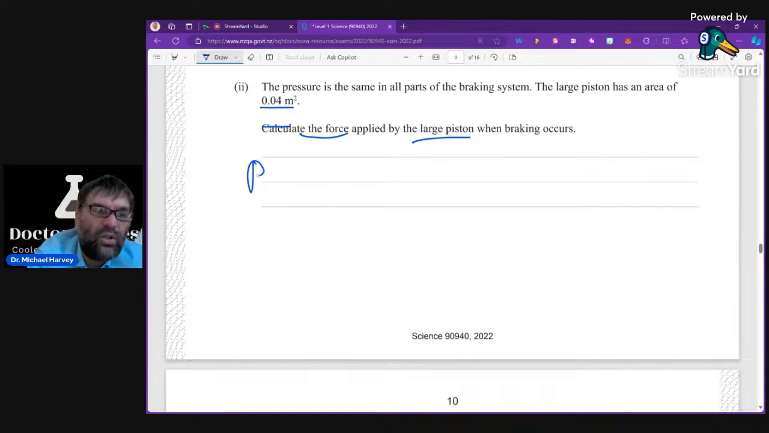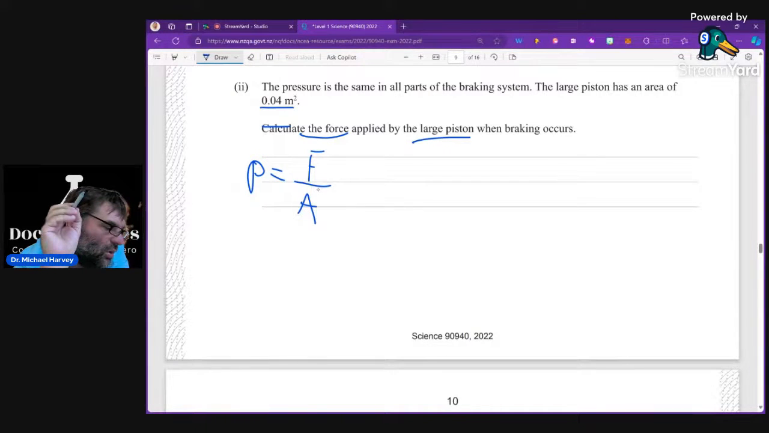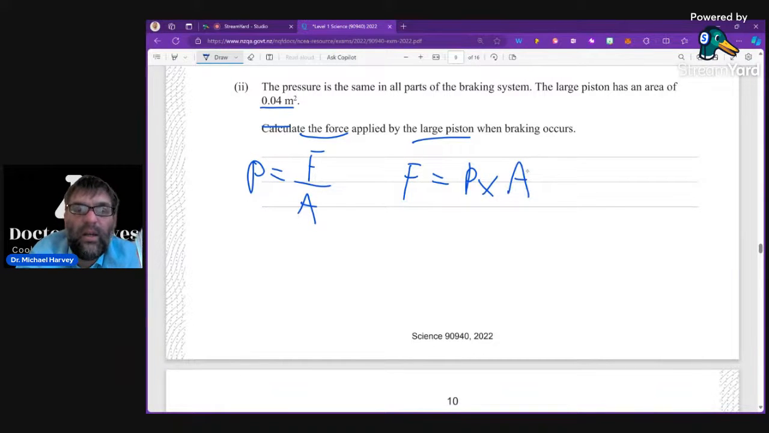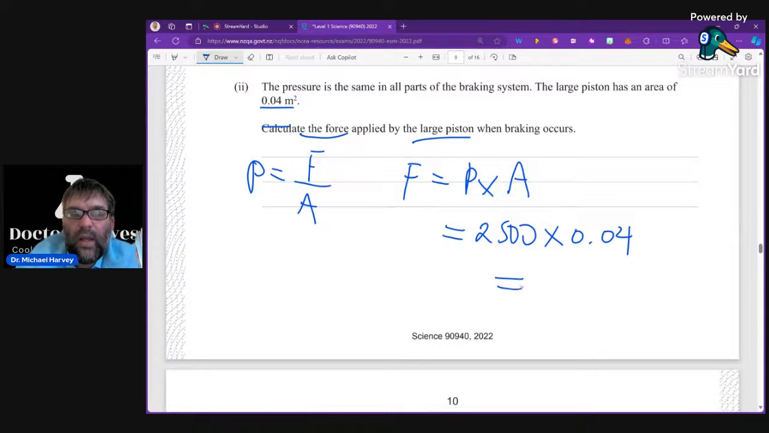So again, we're just using our equation. Pressure equals force divided by area. So we want to know the force, so we have to rearrange the equation. So it's important we can do that. So pressure times area. We then plug in the numbers. Our pressure was 2,500 from the previous question. And now our new area is 0.04 from the new question. And that gives us an answer of 100 newtons.